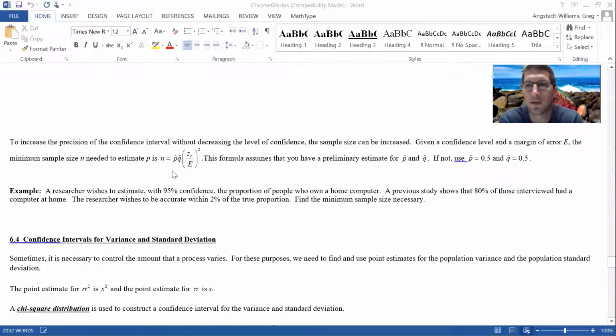If you have a larger sample than you need, that's okay. If you had a smaller sample than you need, that wouldn't be okay. That's why they're going to use 50-50.